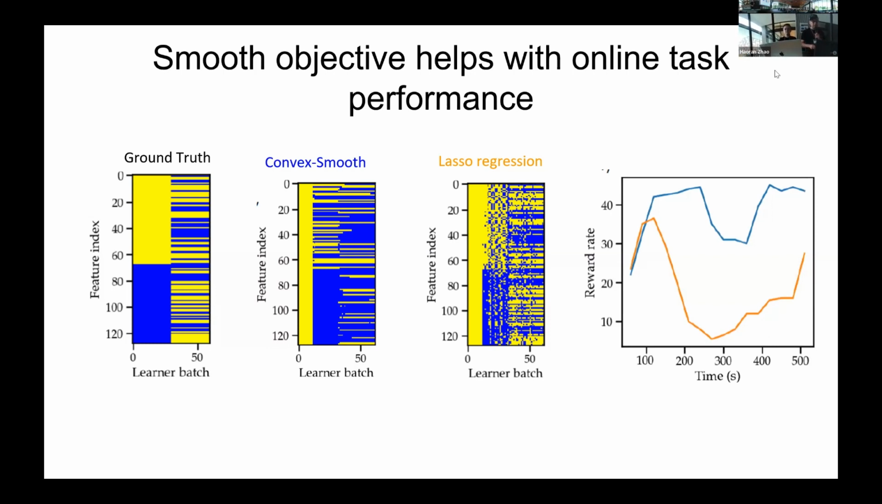And the blue line here is the convex algorithm, where we can get more rewards as the brain is trying to do the center reaching task. So this is all in simulation.